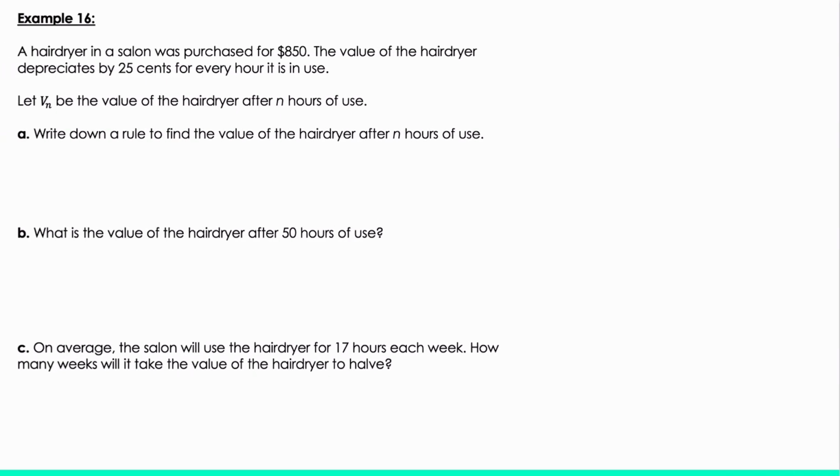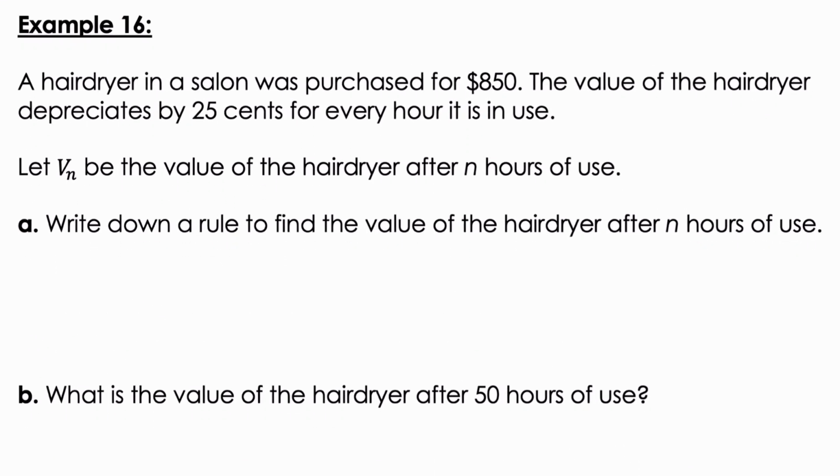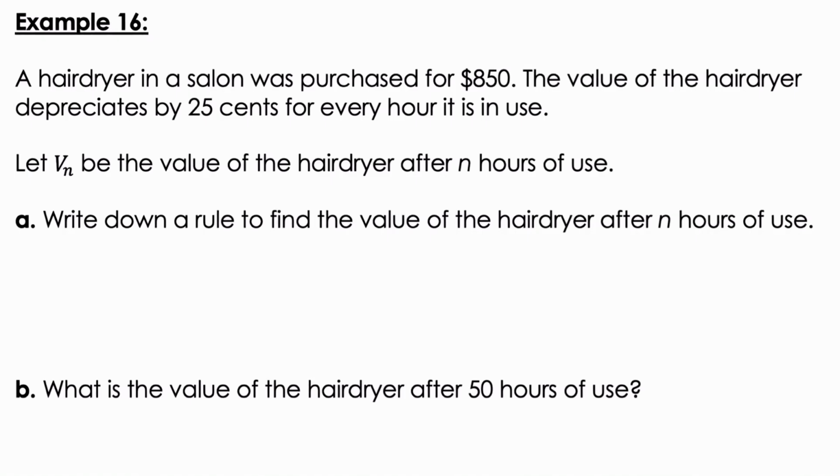All right, final example. We've got a hairdryer in a salon. It's purchased for $850. The value of the hairdryer depreciates by 25 cents for every hour it's in use. So again, key information. Purchased for $850, that's going to be V0. And it depreciates, so it's going to be subtracting 25 cents for every hour it's in use.